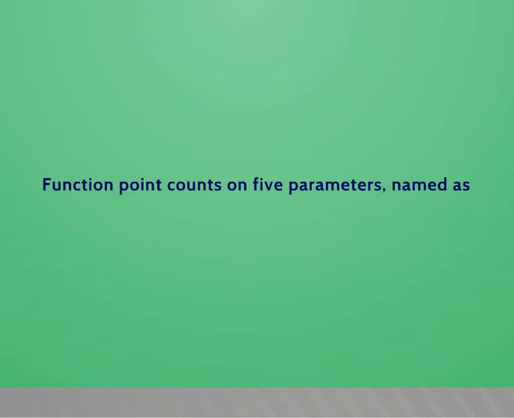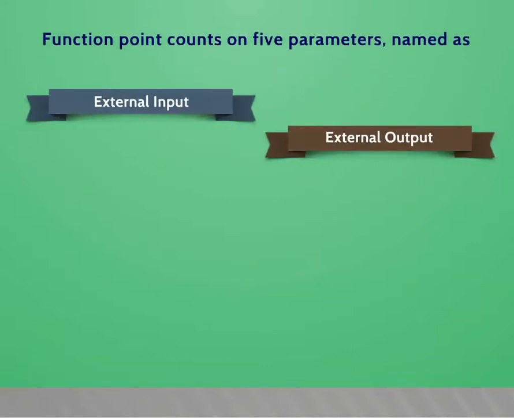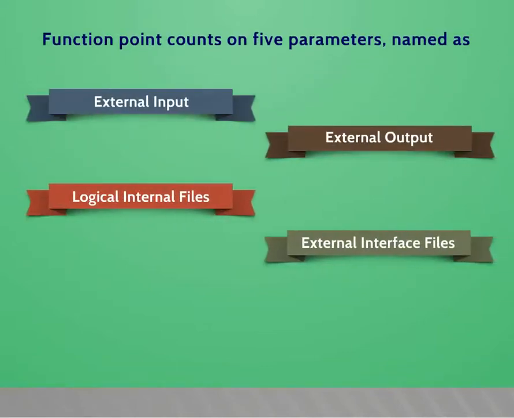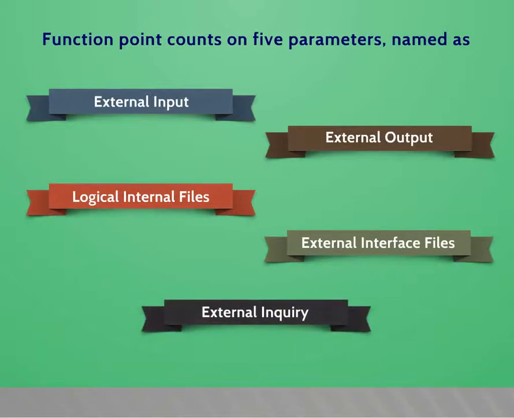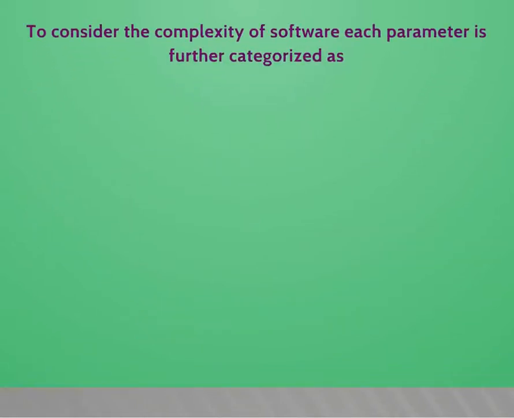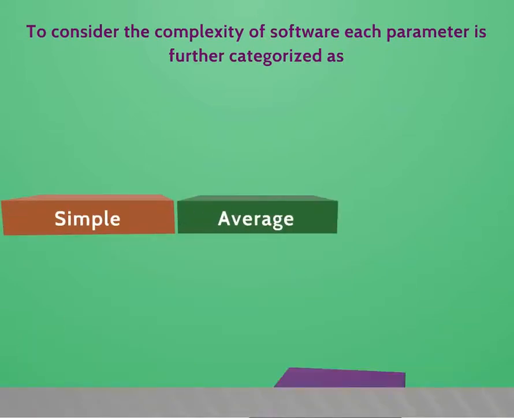Function point counts on 5 parameters named as external input, external output, logical internal files, external interface files, and external inquiry. To consider the complexity of software, each parameter is further categorized as simple, average, or complex.